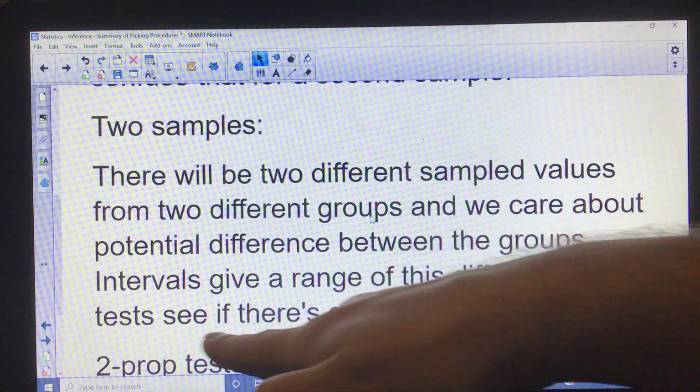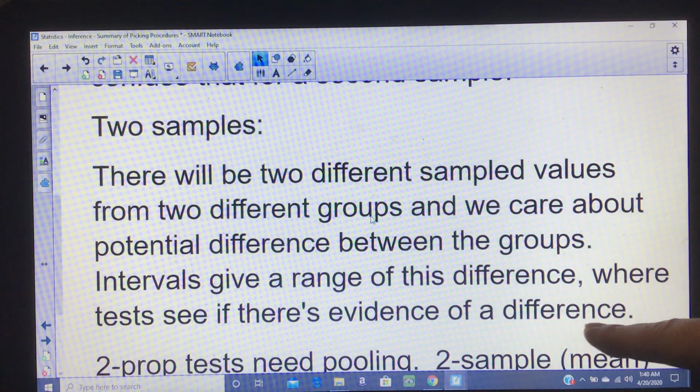A test is used to see if there is evidence of a difference, period. So the intervals give us a range of possible difference. Tests just tell us, is there statistical evidence of a difference or not? We may look at poor and rich people and find out that even though there's a sample difference between their education years, it may not be indicative of an actual difference in the population. However, we may also find that their sample differences are so far apart that it does seem to support that there's a difference in the populations, all right? So with two samples, there will literally be two sampled groups, and they're talking about a difference between two sampled groups.